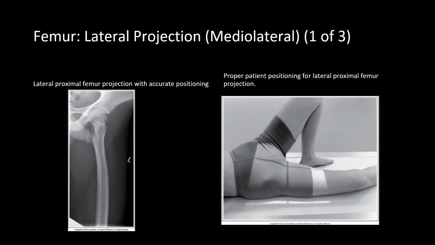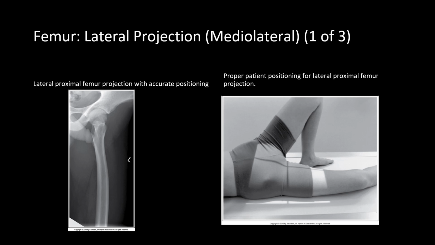Radiographic image analysis guidelines for the proximal lateral femur projection state that the lesser trochanter should be demonstrated in profile medially. The femoral neck and head are superimposed over the greater trochanter. The femoral shaft should be demonstrated without foreshortening. The femoral neck is demonstrated on end.